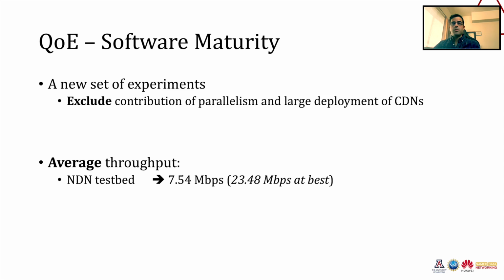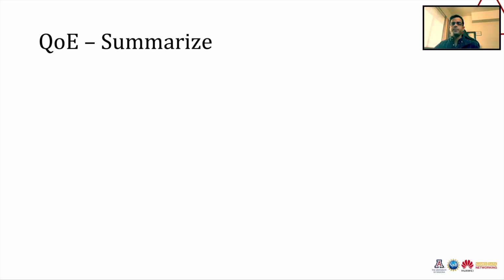But in comparison, in our experiments we could see that Akamai provides end users on average with a throughput of 96 megabits per second and Fastly 83 megabits per second. And as we can see, there is a big gap between what NDN offers and what Akamai and Fastly offer. This observation endorses that the lack of software maturity on NDN testbed is significantly limiting its performance in the real world.